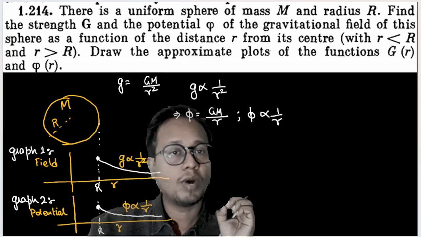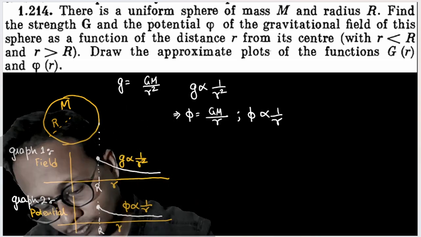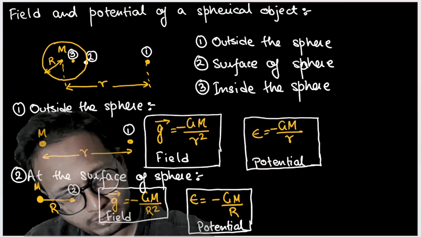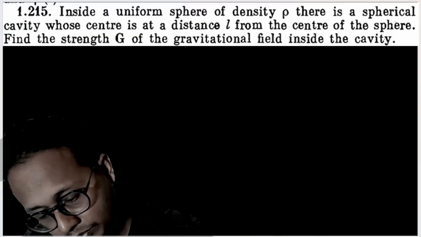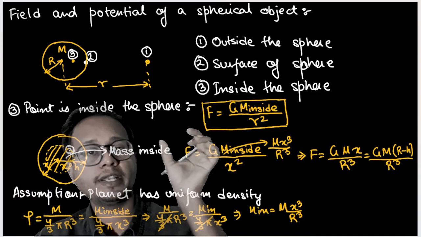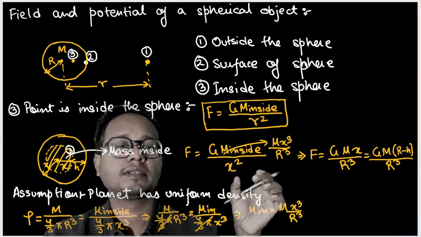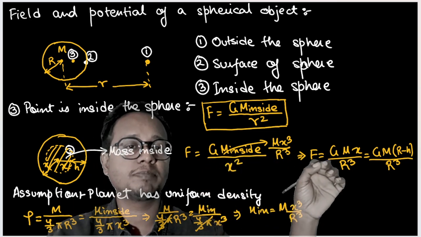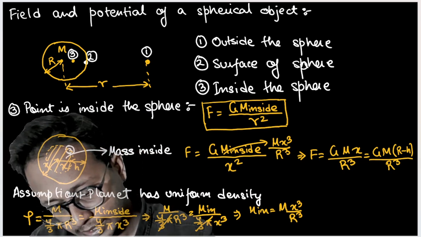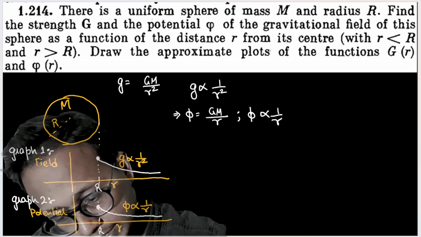Now, what is the potential and field inside the sphere? So let's look at this formula. I'm considering the third case, potential and field inside the sphere. So let's go back. Out here, a point inside the sphere, G mass inside by R square. So what was the formula that I derived? Field inside the sphere is nothing but G into M into X by R cube.